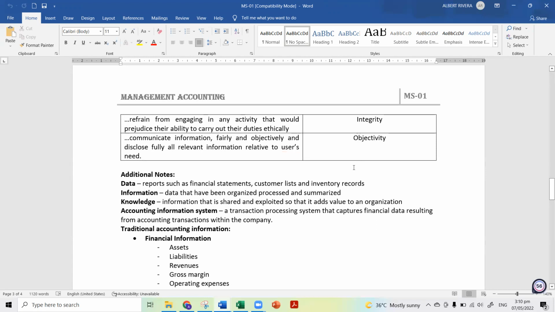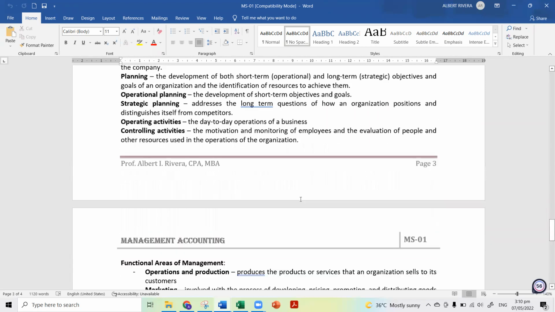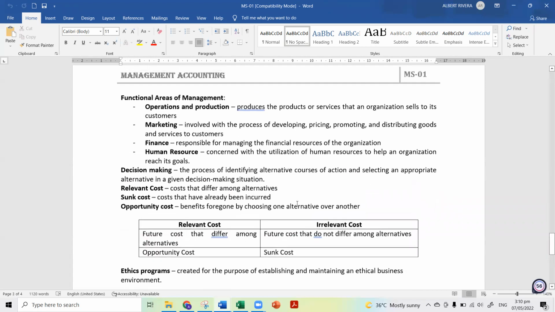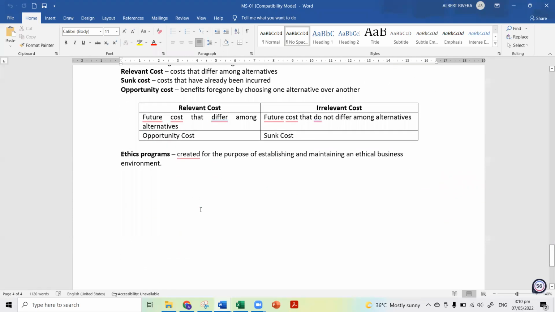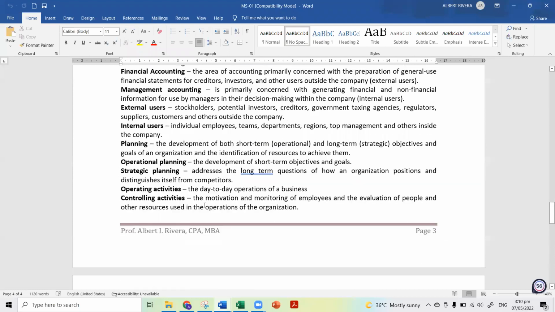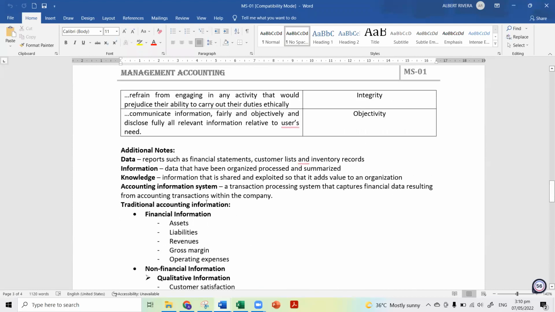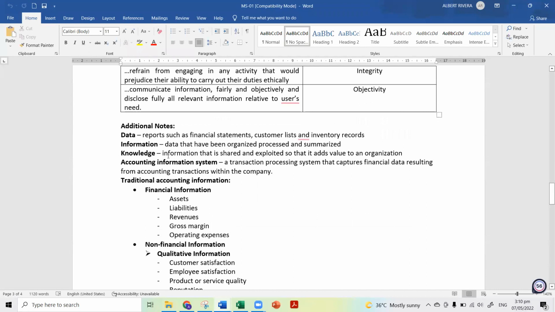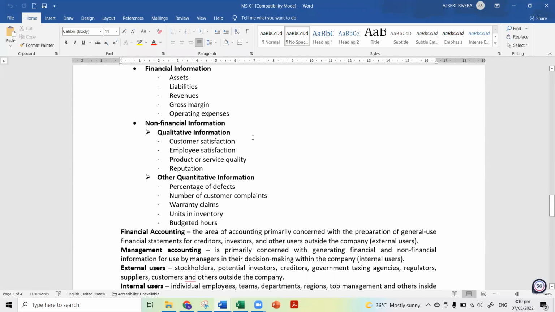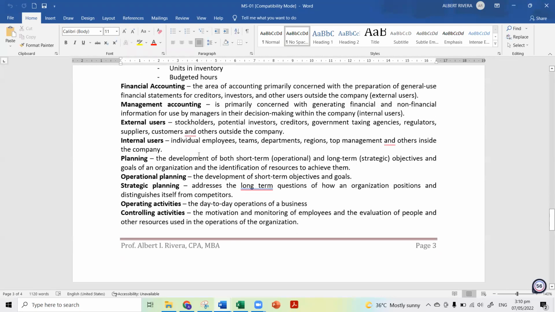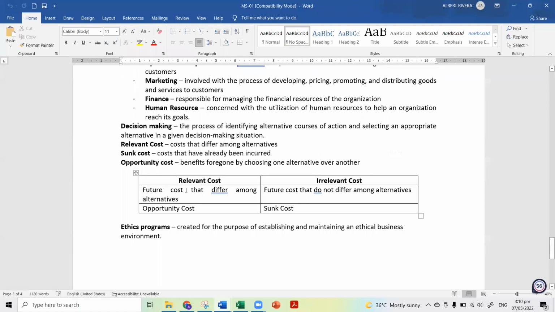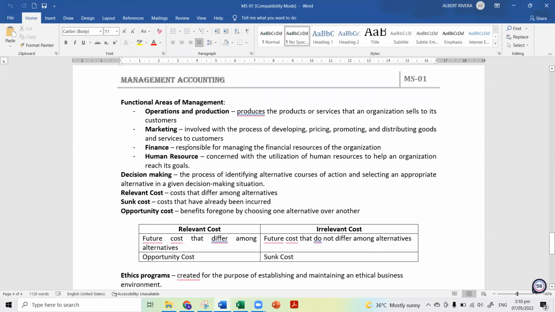Okay, these are just additional notes. Sinama ko lang yan, no? Kasi these are the items that we will encounter moving forward. Yan, data, information, these are just parang glossary of terms. Pero once na ma-encounter natin siya, babalik naman tayo dito. So, yan. Just read this kasi meron akong mga sinama sa exam na definition of terms.